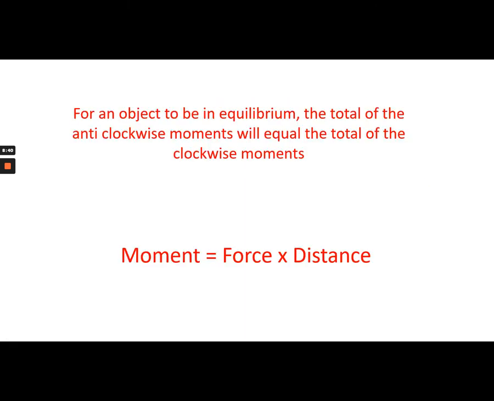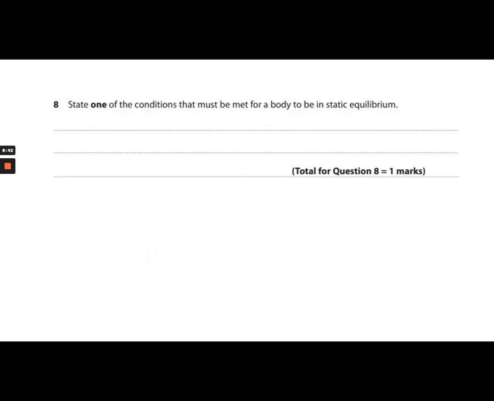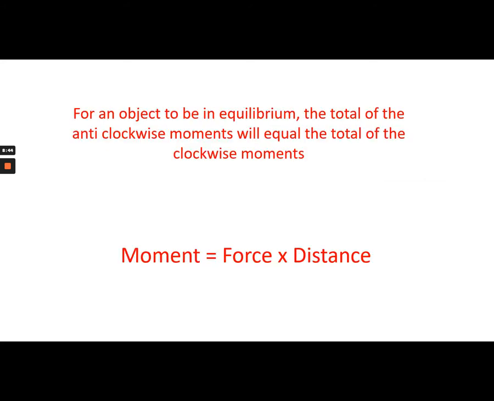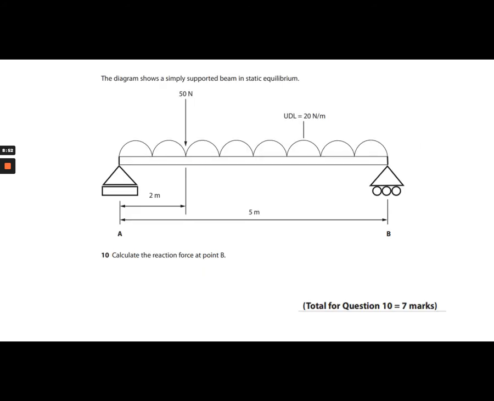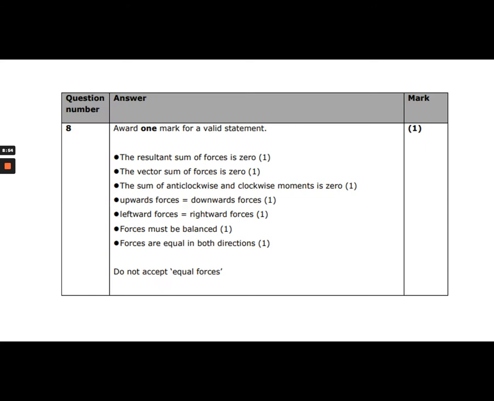That's the third one, written at the top there. And there's your mark scheme. There are all your options, just for one mark. Do not accept equal forces here. You can't say the forces have to be equal. That wouldn't work. You could say the horizontal forces have to be equal, or have to add up to 0, and same for vertical. But you must separate horizontal and vertical.